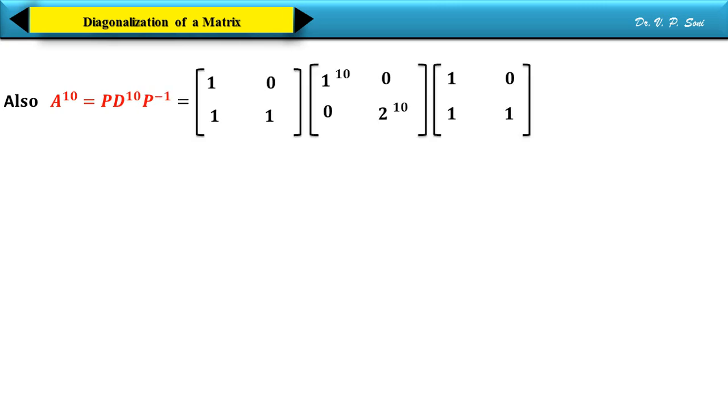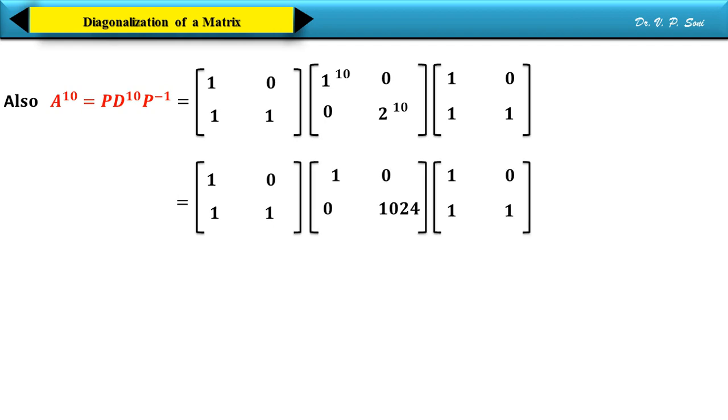Now also A^10 = P D^10 P⁻¹, which is the matrix P times the matrix D^10 times the matrix P inverse. Now multiply the three matrices, then we get A^10 equal to the matrix with first row (1, 0) and second row (−1023, 1024).